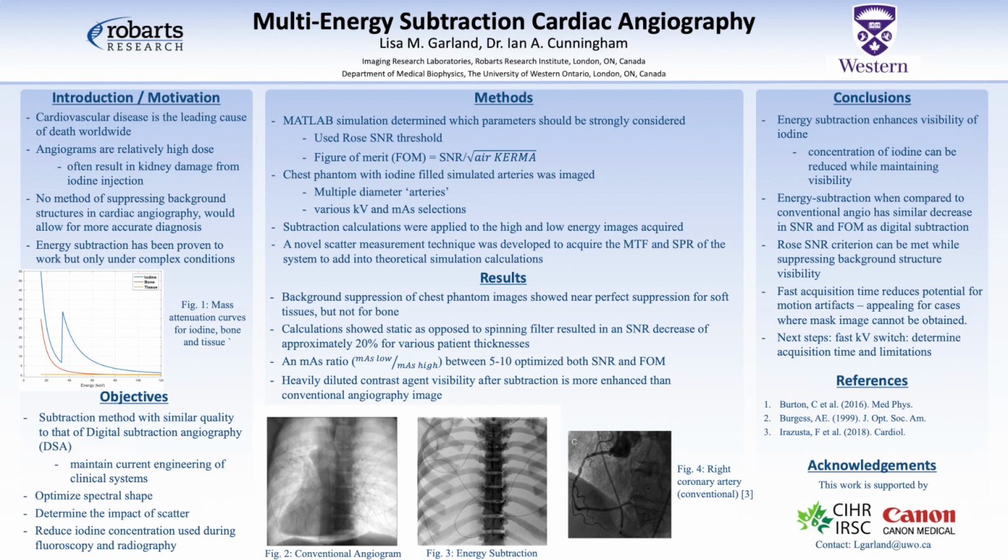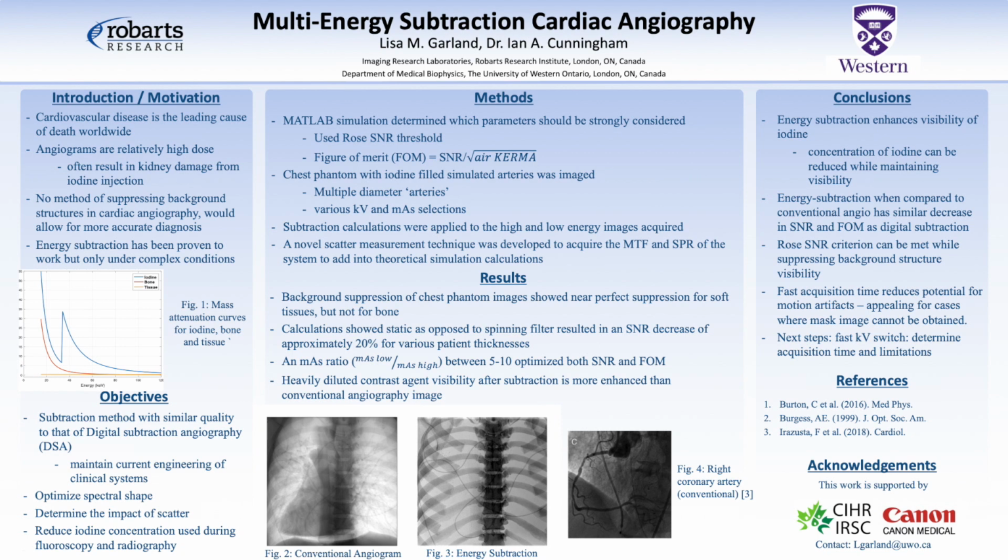Multi-energy subtraction aims to have similar background suppression as DSA, but without acquiring a mask image, rather acquiring both images in rapid succession after the contrast has been injected by introducing a fast kV switch. These images are taken at different energies, so the attenuation of iodine varies much more than the other structures and can be enhanced by subtracting the images.